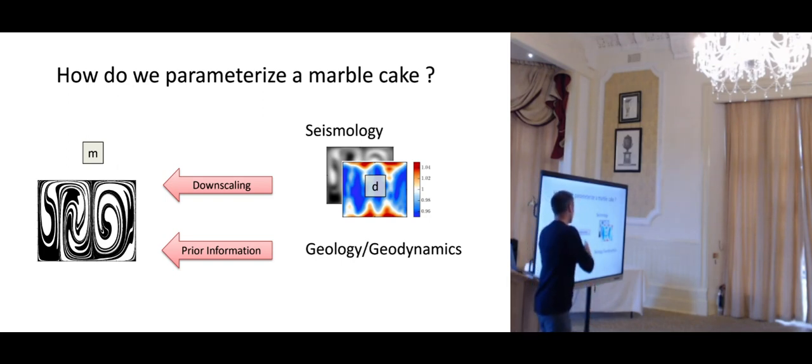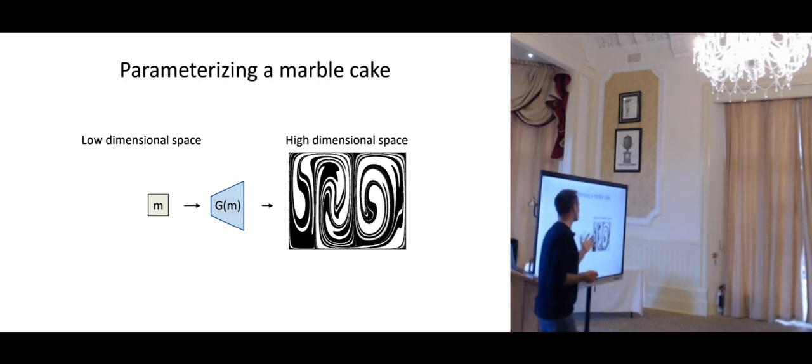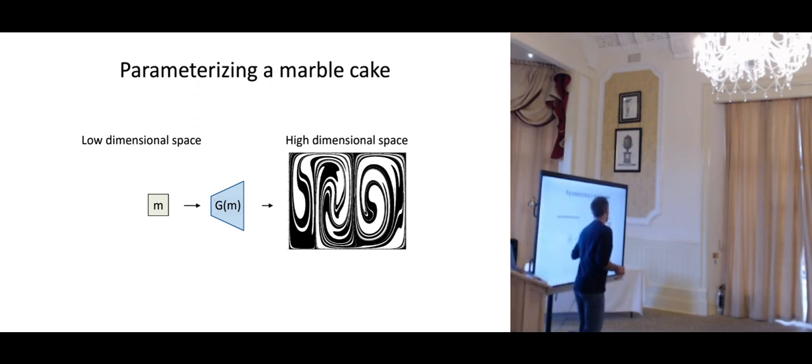And of course, we cannot parameterize it with Voronoi cells. It wouldn't make any sense. How do we parameterize this? And this is really the question that we've been interested in. To parameterize this image, we want to have a function, we want to be able to describe this image with a low number of parameters.